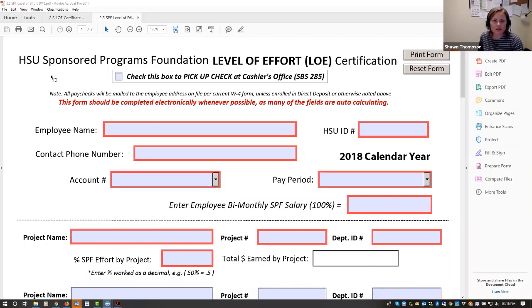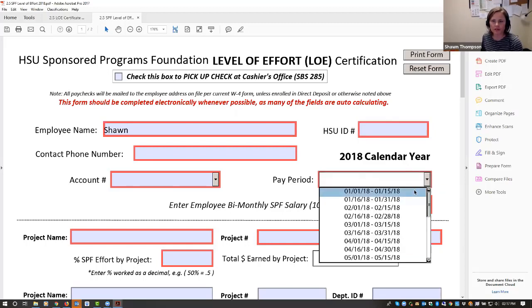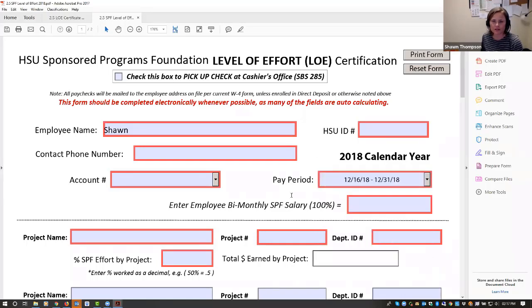So this is an HSU level of effort certification. Twice a month, I would fill this out, put my name here. It would be Sean. There's an HSU ID number, and this is a form from last year, but you can pull down these pay periods so that I can't mess it up and put the wrong dates in. I only have these limited options.